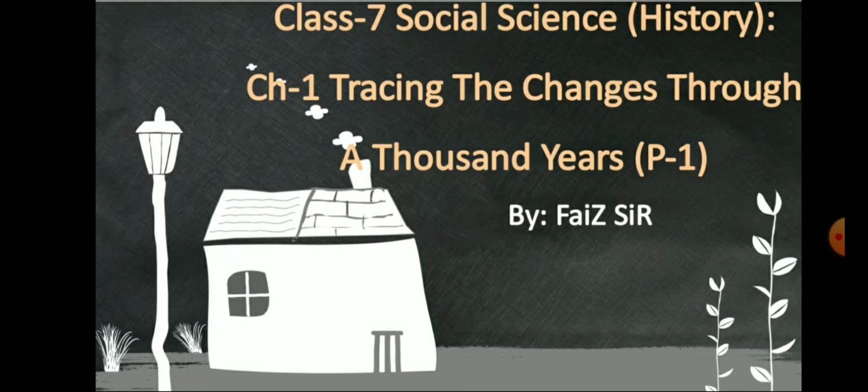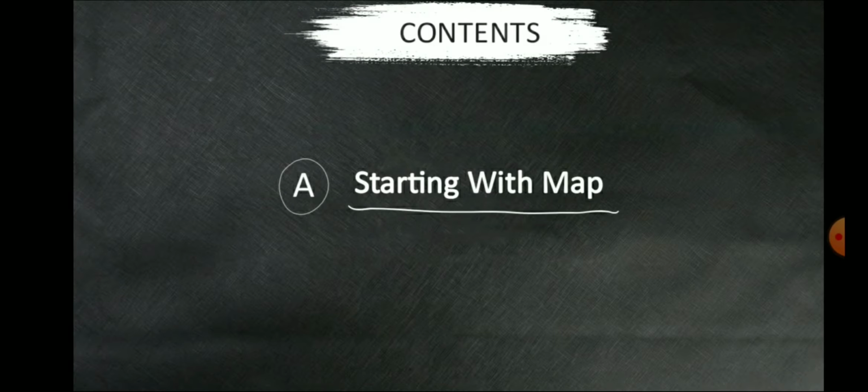Without wasting much of our time, let's start with our subject social science, history portion, with chapter number 1, tracing the changes through 1,000 years, part 1. We will start our topic with a map, or you can say the comparison of two maps.